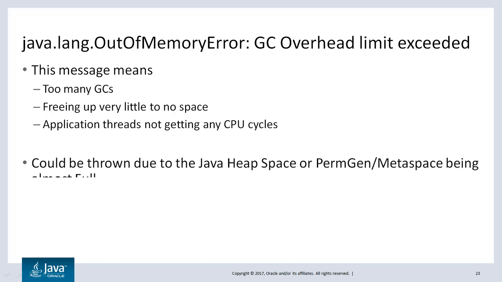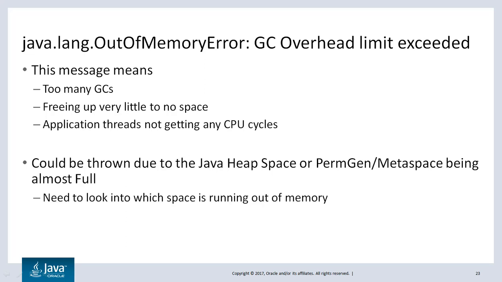The JVM could be going through these excessive GCs due to any of the memory pools becoming full. GCs might be happening because the Java heap is running out of memory, or the permgen or metaspace does not have any room left.